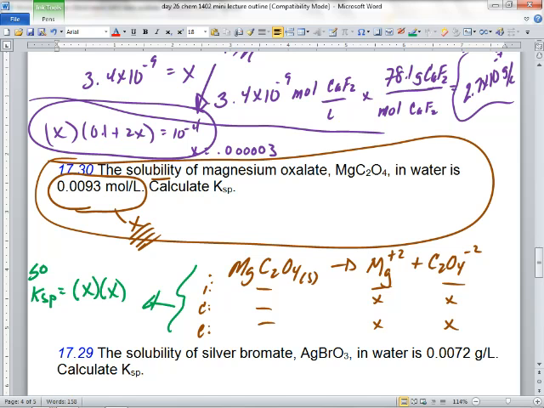And you notice how they could even throw another twist in this. If x was in different units, you'd have to do some converting. If x is in grams per liter, you've got to convert it to moles per liter before you can do this. Right.